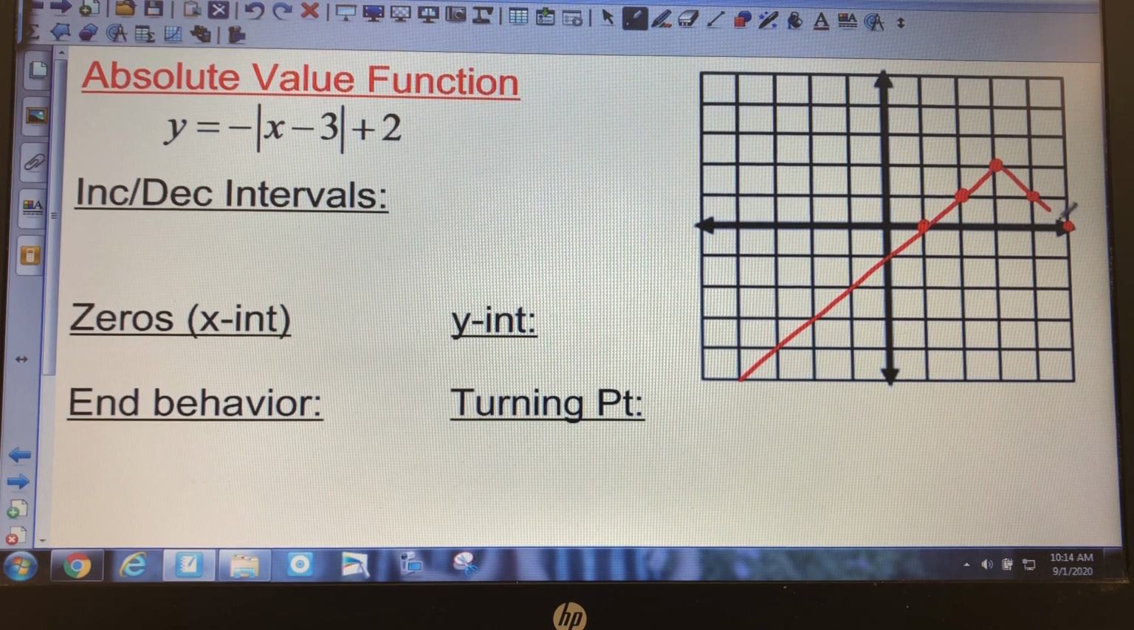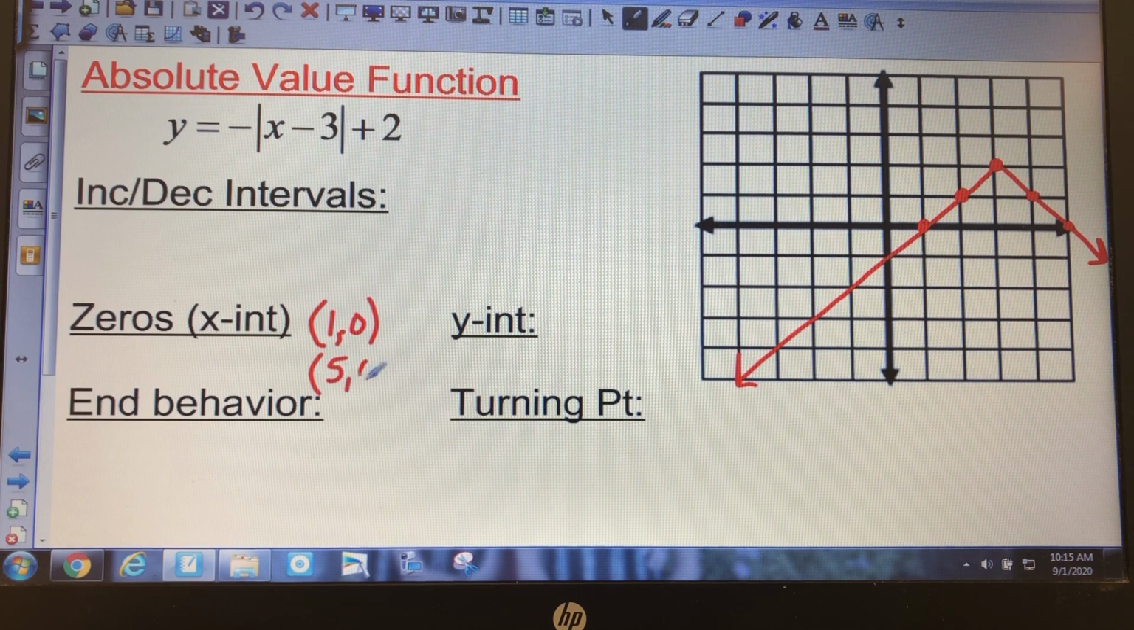So we still need to know all of that information. All right. The x-intercepts are (1, 0) and (5, 0). The y-intercept, (0, -1). So again, those should be fairly routine, but of course you need to have your graphs as accurate as possible, so kind of keep that in mind.